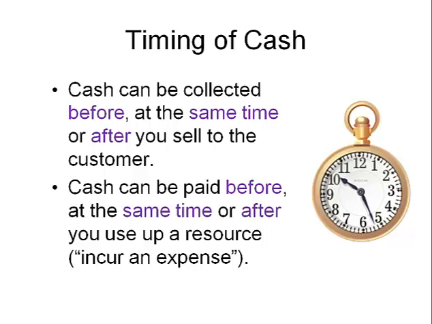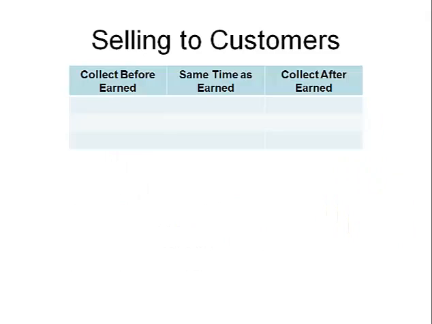For customers, they can pay you before, at the same time, or after you perform the service or deliver the goods. For vendors and employees, you can pay them before they perform the service for you or you use up the thing, at the same time, or after. Let's have a look at some examples.